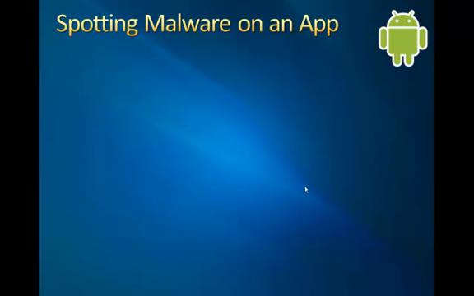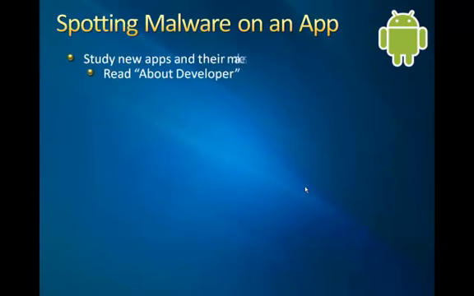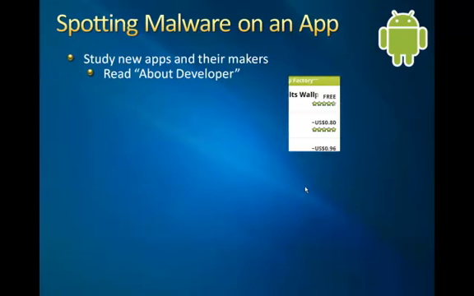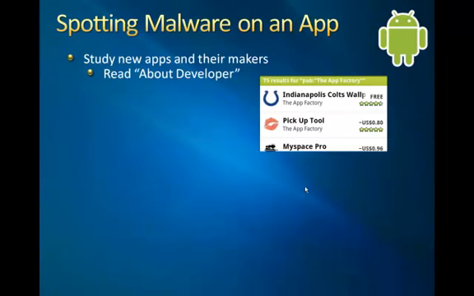Here's how to spot malware. The first thing you need to do when looking into a new app is to look at their maker or developer. On that page, you should be able to see where it says Read About Developer. From here, click View More Apps. When you hit View More Apps, you should see a list of apps that the developer has created.